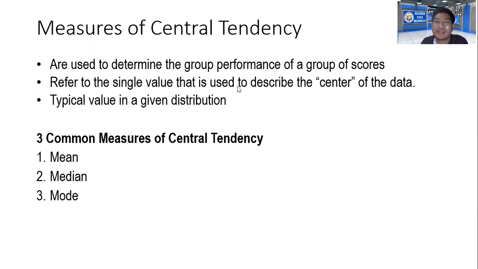The measures of central tendency are used to determine the group performance of a group of scores. It refers to a single value that is used to describe the center of the data, and its typical value in a given distribution. There are three common measures of central tendency. One is the mean. We also have the median and the mode. I think you were able to encounter the mean, median, and mode already in elementary as well as in high school statistics. But let me give you a little recall of it.